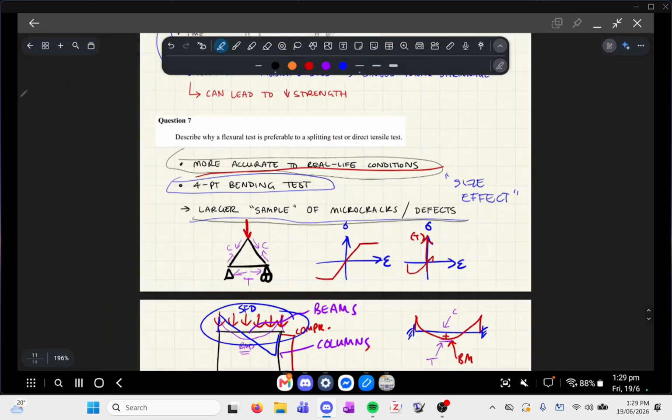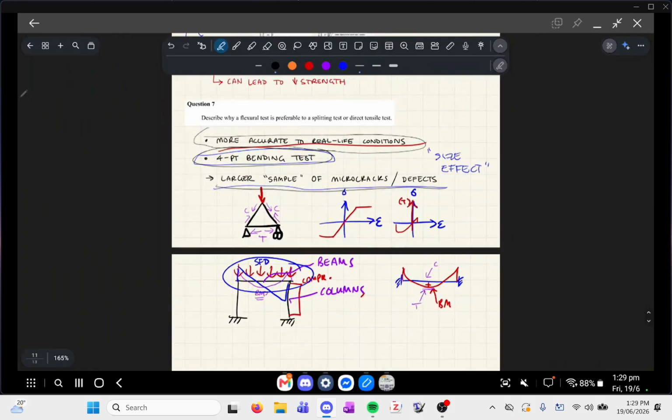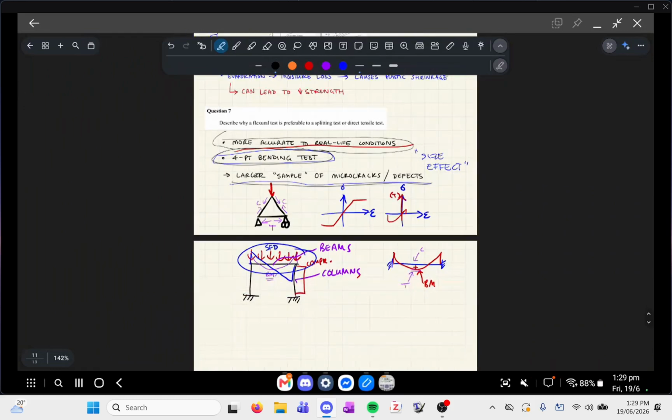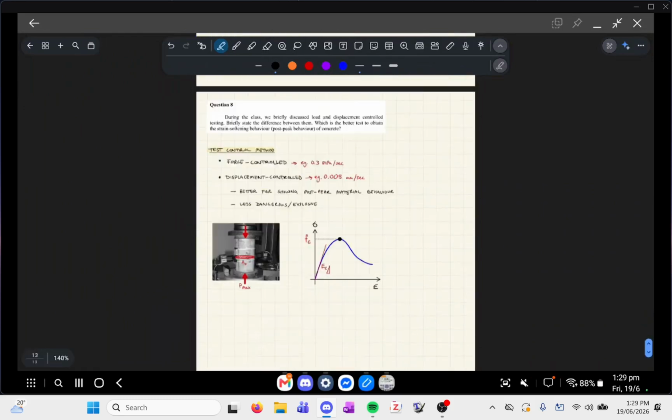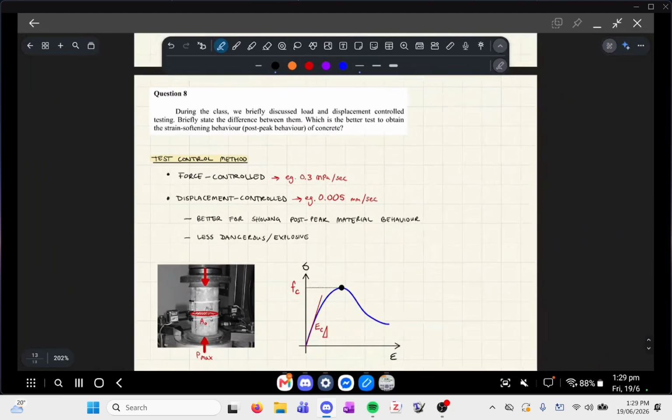Anyway, that's why we would use the 4-point bending test as a more representative sample for the concrete strength. Okay, any questions about that? Nope. Okay. Cool. Question 8. So this is the last question from last week.